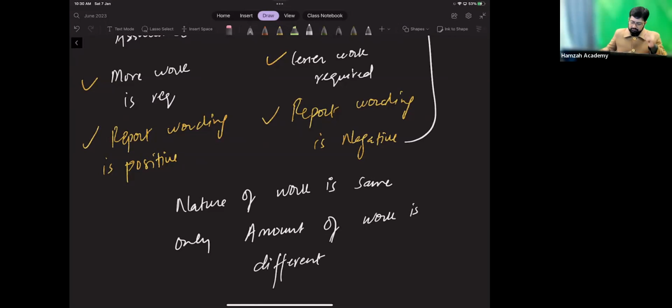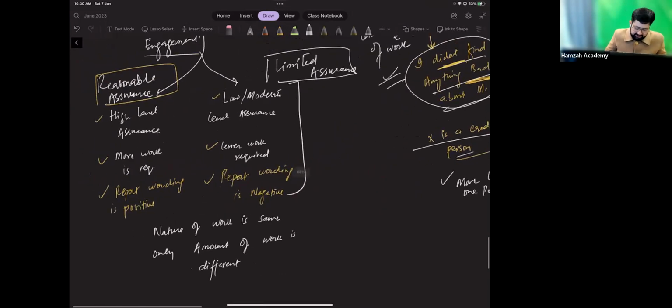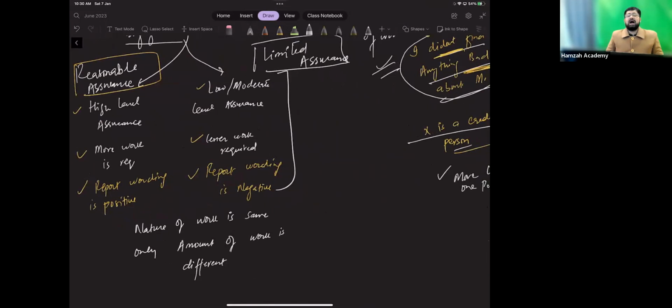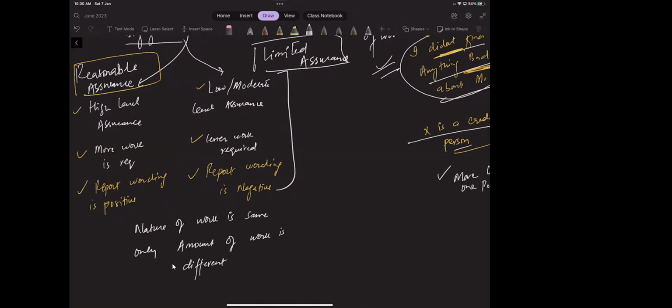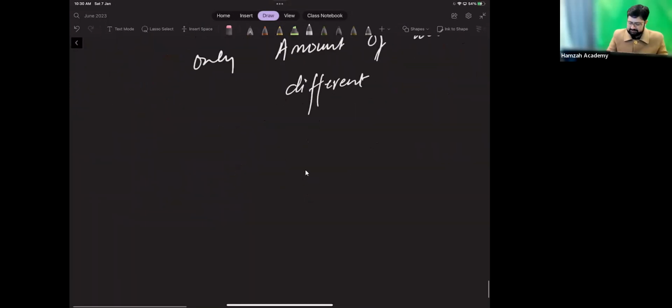Now, so limited assurance and reasonable assurance. Up till now, this difference is clear to you people. Tell me, people. Yes, sir. Yes, sir. Good. Now, let us proceed further.